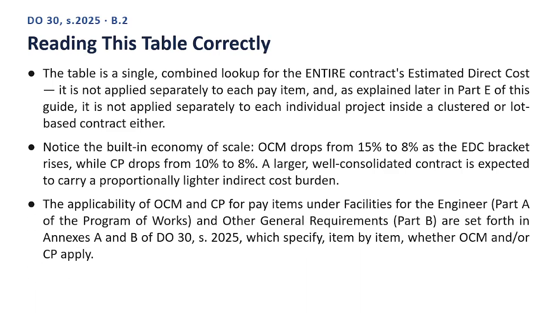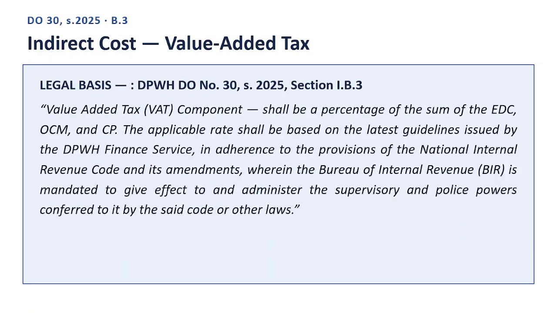Here is the legal basis, quoting directly from DPWH Department Order No. 30, Series 2025, Section I.B.3. Quote. Value-added tax, VAT, component, shall be a percentage of the sum of the EDC, OCM, and CP. The applicable rate shall be based on the latest guidelines issued by the DPWH Finance Service, in adherence to the provisions of the National Internal Revenue Code and its amendments, wherein the Bureau of Internal Revenue, BIR, is mandated to give effect to and administer the supervisory and police powers conferred to it by the said code or other laws.